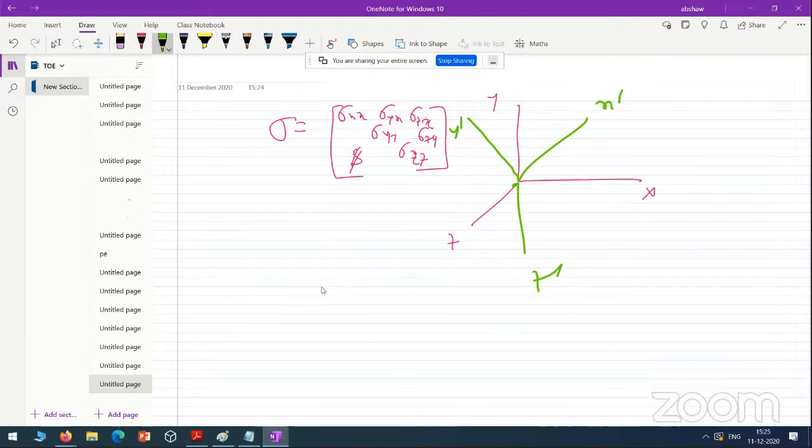But even if you change the coordinates like this, there are some properties of this matrix which are preserved. There is some information of the matrix which is preserved and which is very core to the stress at that point. Those properties, which do not vary even if you change the coordinate system, are called invariants. And there are three invariants for this.